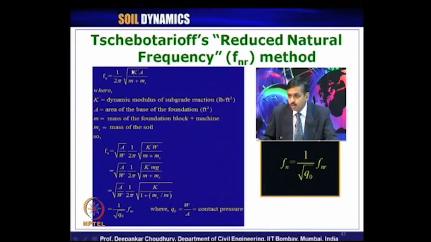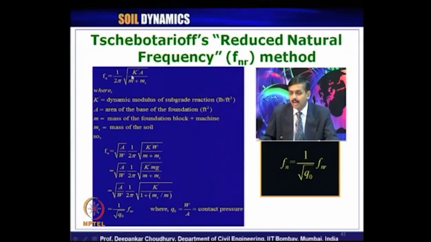And so, root over k by m. What is m? m comprises the mass of the foundation block plus machine, and ms is called mass of the soil. Which mass of the soil? During this vibration, when Digbeau model was proposed, it was proposed that a portion of the soil is also vibrating along with the machine plus foundation. So, that portion of the soil which is vibrating along with machine and foundation is the mass of the soil we should take in this expression.